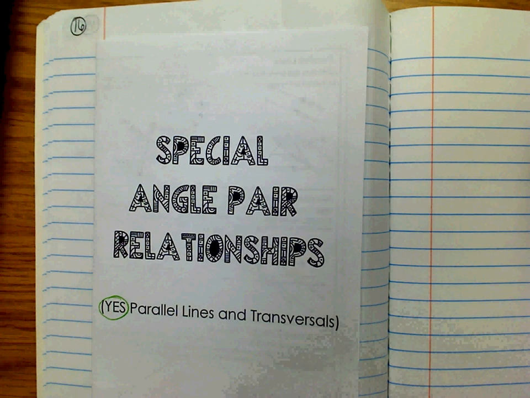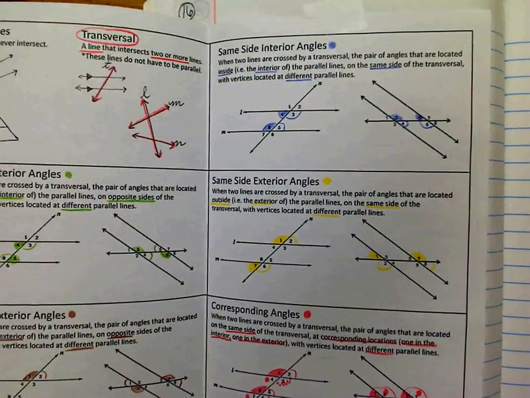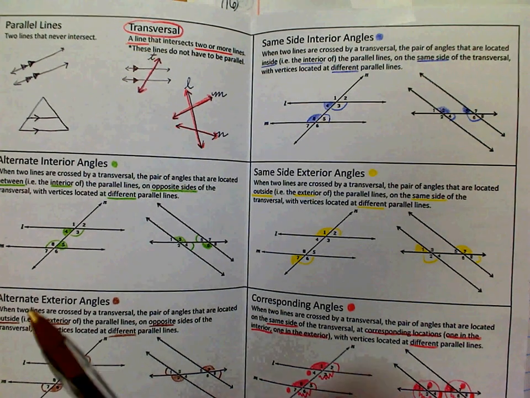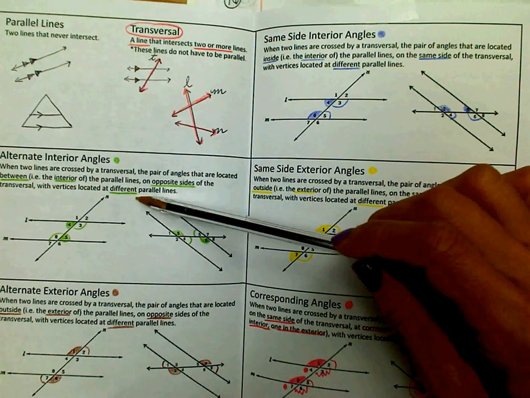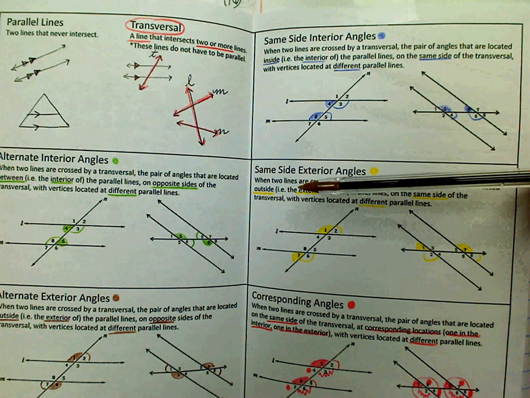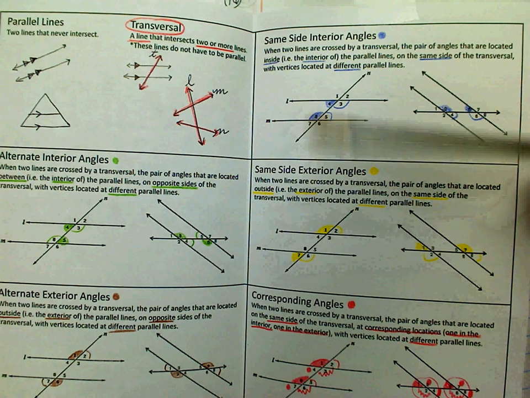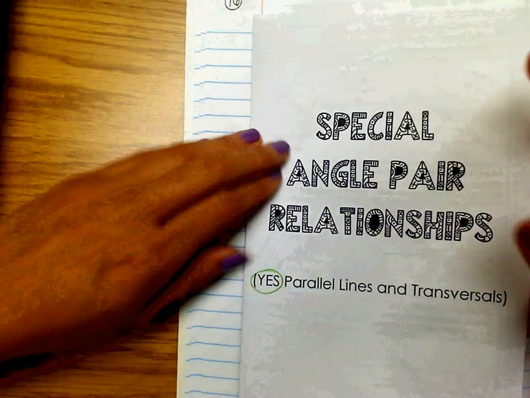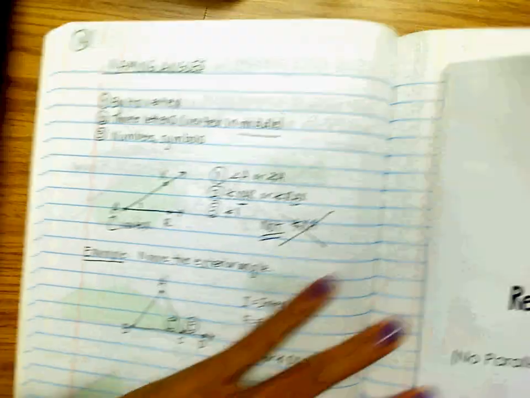Okay, so we're going to use these now just as a quick little refresher. We've got six major relationships here, or five, but then we've got two more. So alternate interior angles, alternate exterior, same side interior, same side exterior, and corresponding. Now I'm going to give you some tips in this video on how to make this pretty quick and easy, okay? But what you'll see on tonight's homework also is page 15, all right?